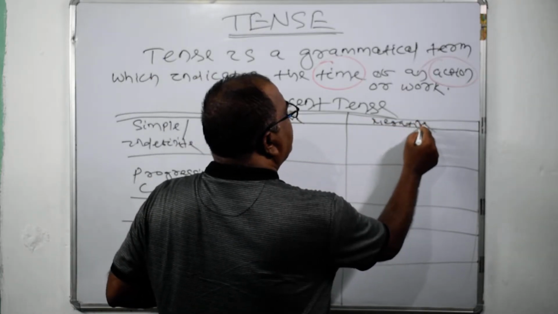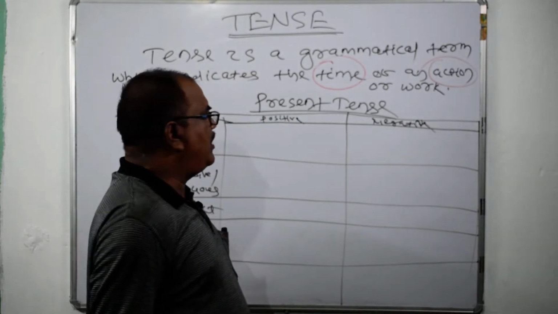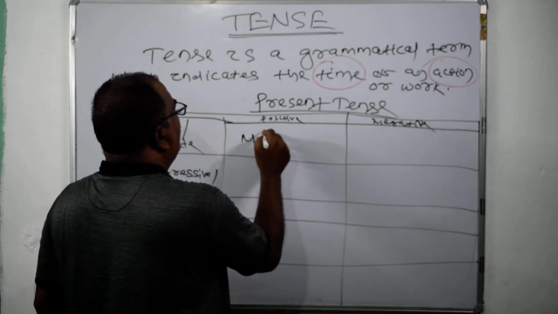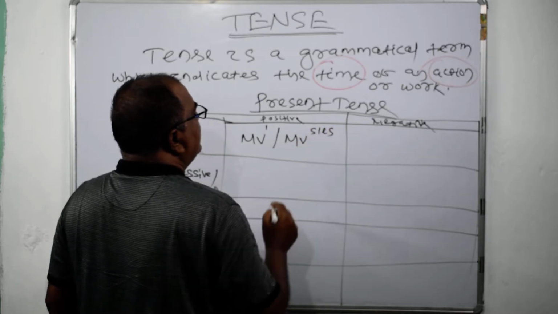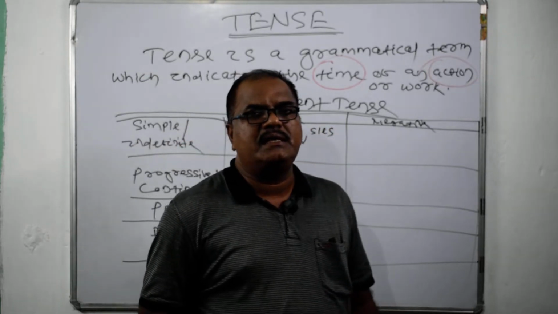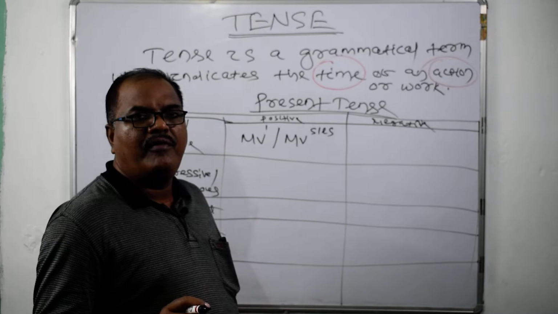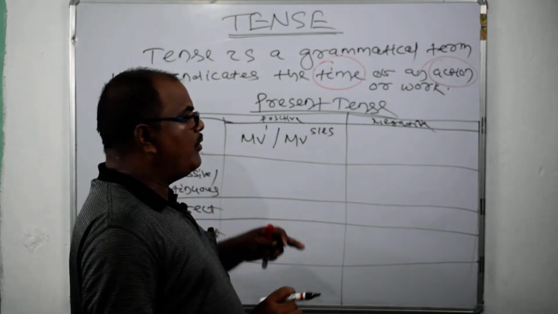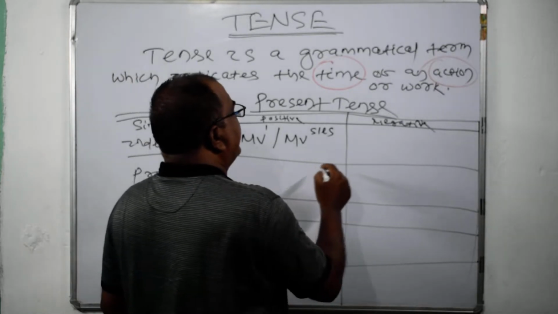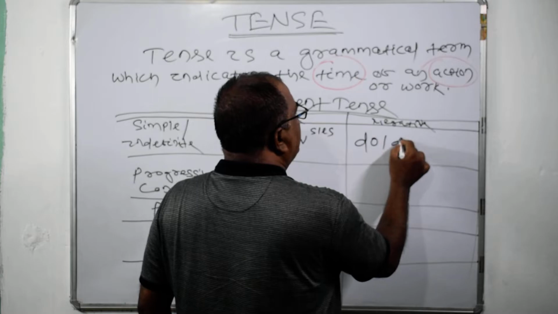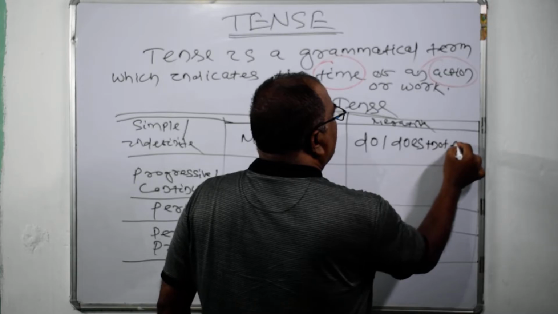Positive and negative. In simple present, the form of the verb is MV1 or MVS or ES. MVS or ES means S or ES is added to the first form of the verb in simple present where the subject is third person singular. Its negative form is do or does plus not plus MV1.